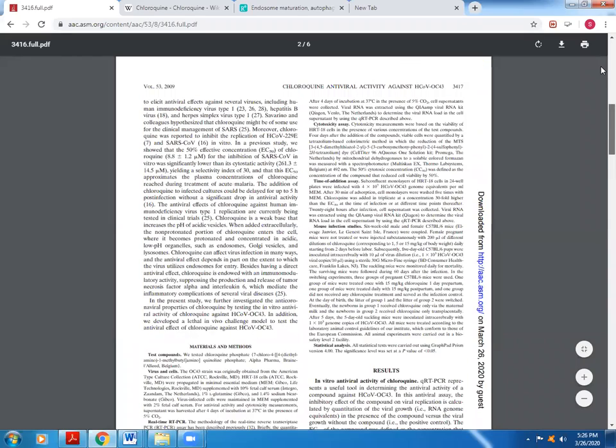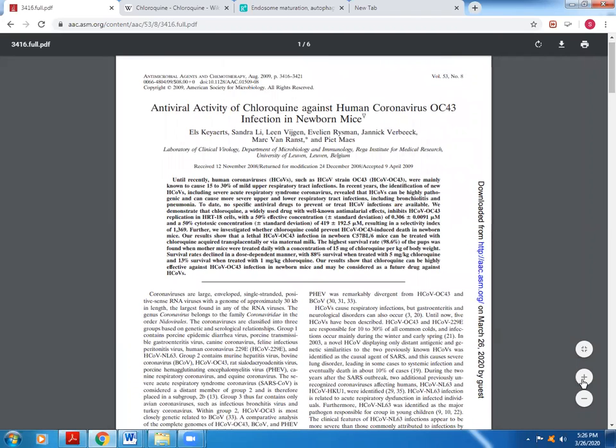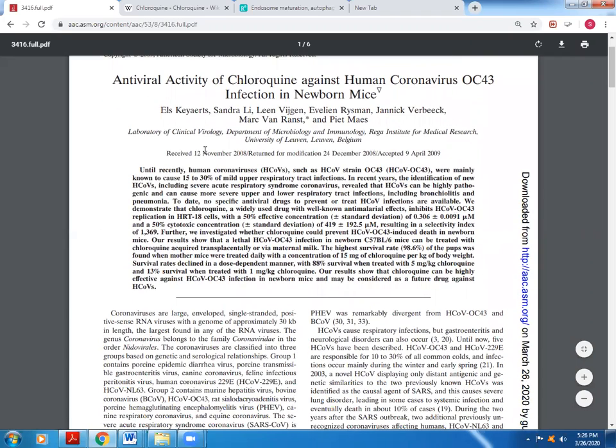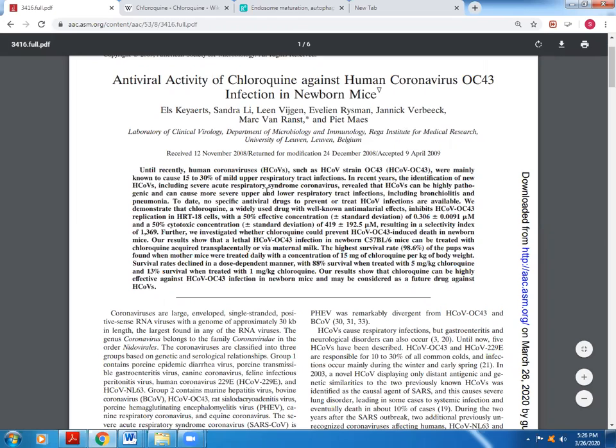And this article was written back in 2009, so 11 years ago. And the title of it is Antiviral Activity of Chloroquine Against Human Coronavirus OC43 Infection in Newborn Mice. Now, it's probably not the same coronavirus that we're talking about, COVID-19. By the way, the 19 stands for 2019.